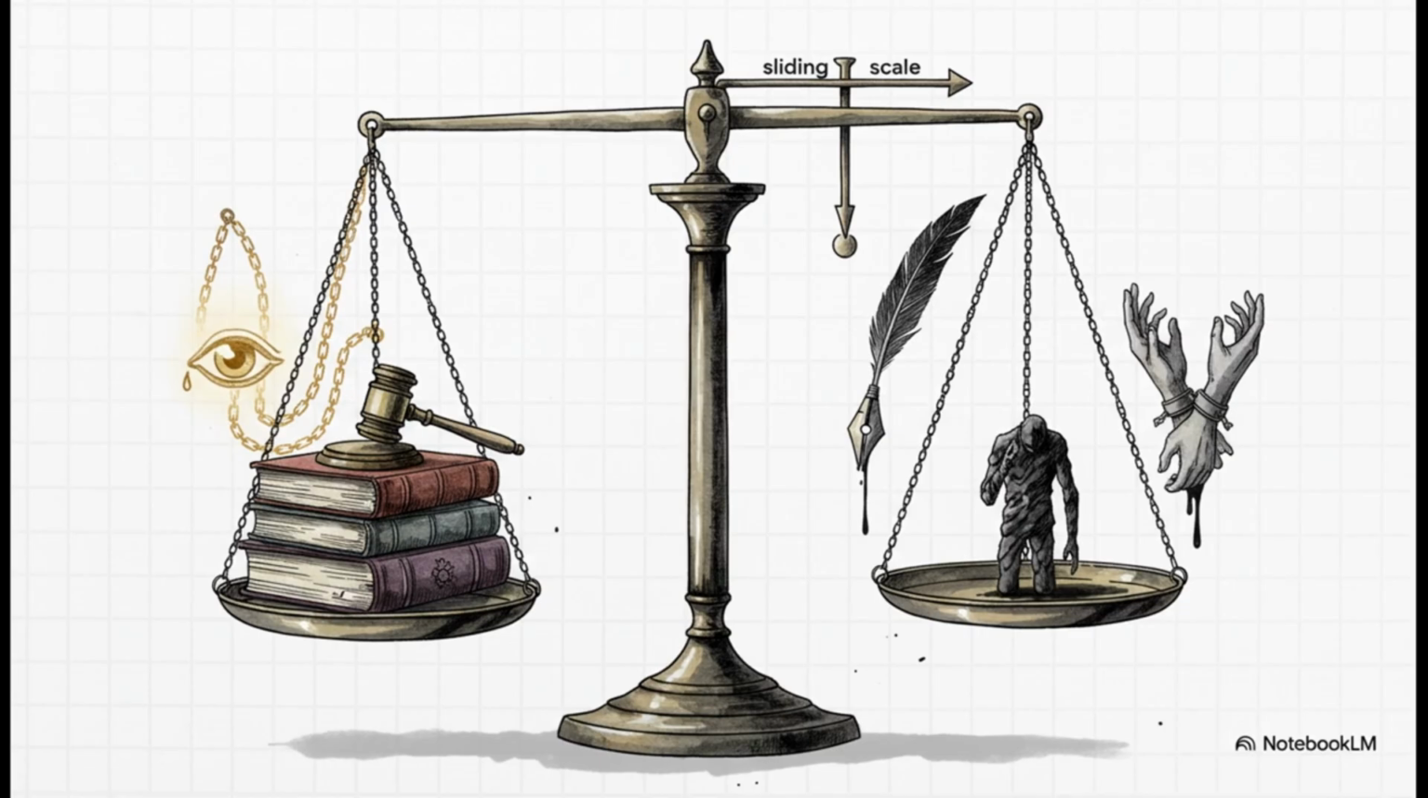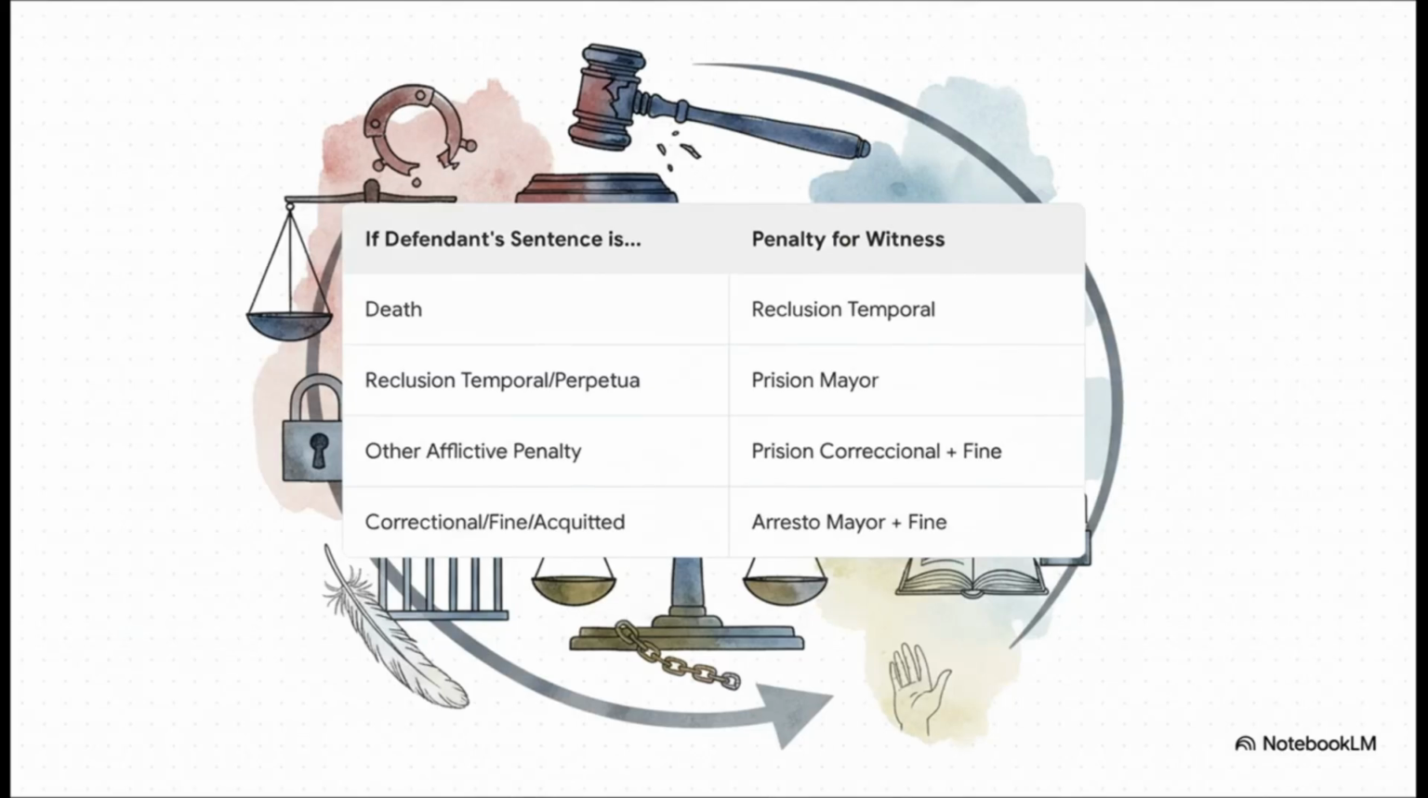Well, this is where that sliding scale idea really comes into play. When someone lies against a defendant, the law creates a direct link. The punishment for the person who lied is tied directly to the damage they caused, meaning the actual sentence that the wrongfully convicted person got. This table really just lays it all out, doesn't it? You can see that direct connection plain as day.